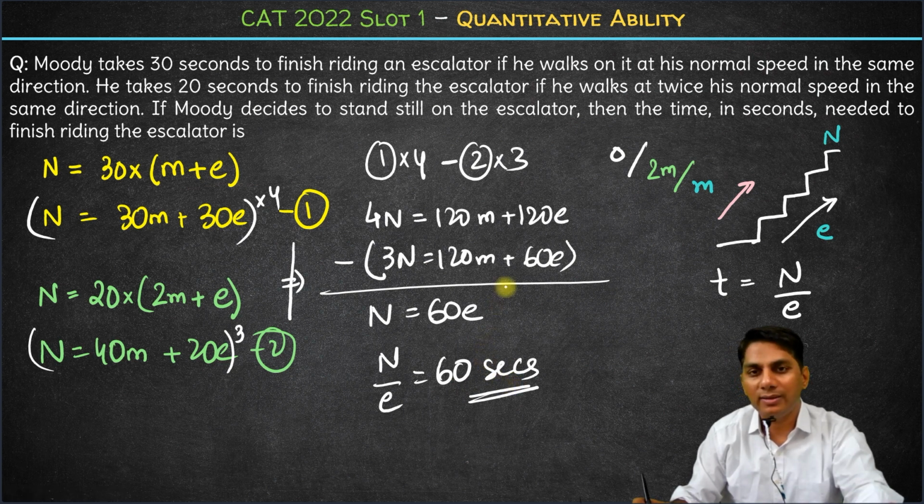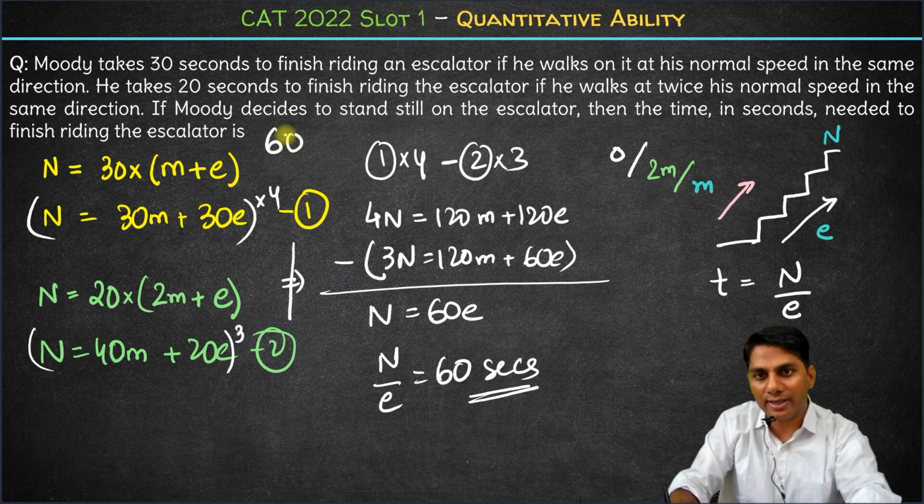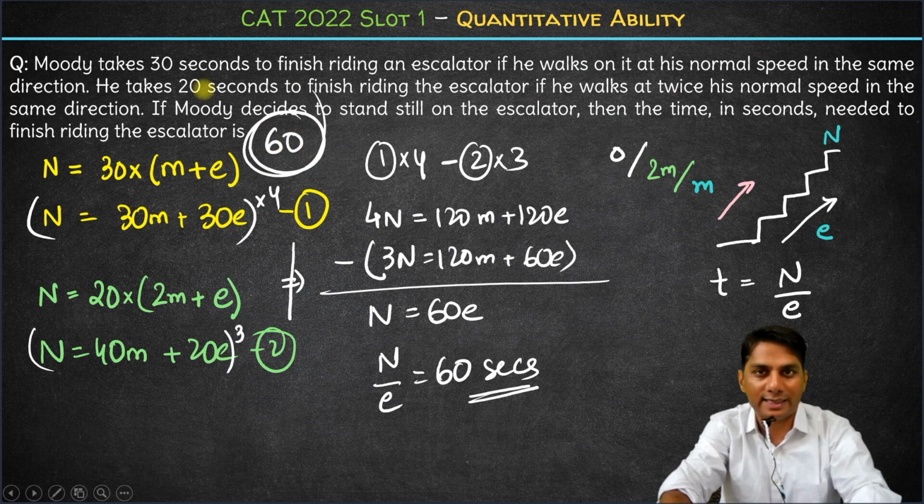Hence the time taken by Moody to go up when he is standing still, that means when he is only traveling at escalator speed, is 60 seconds. So the answer to this question is 60 seconds here.